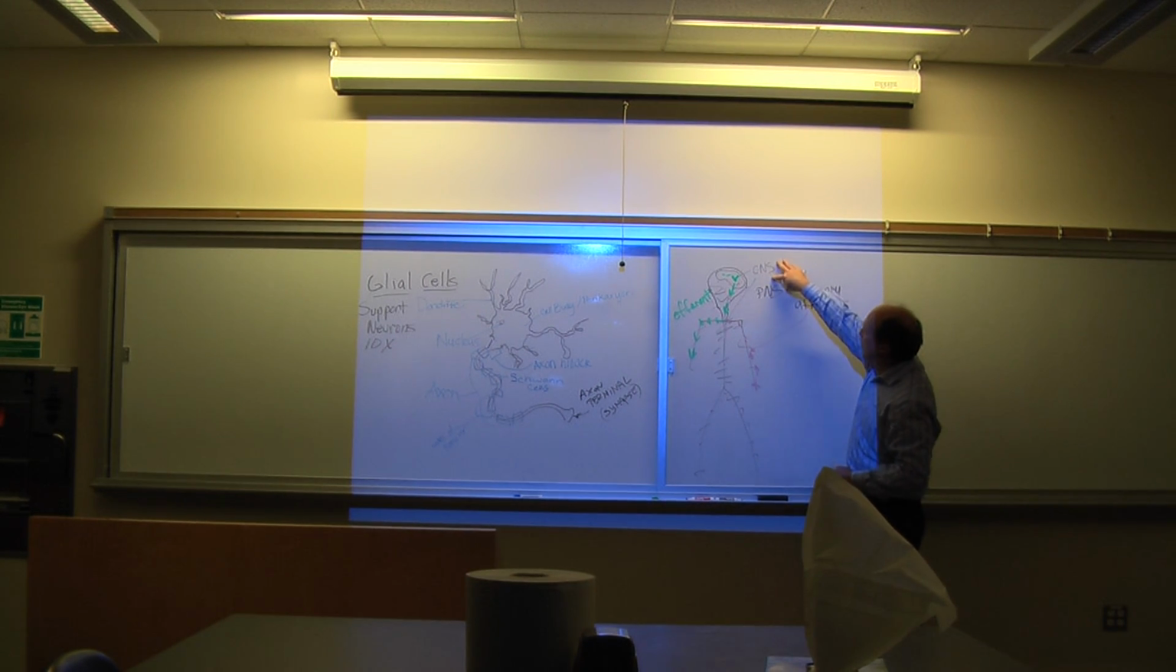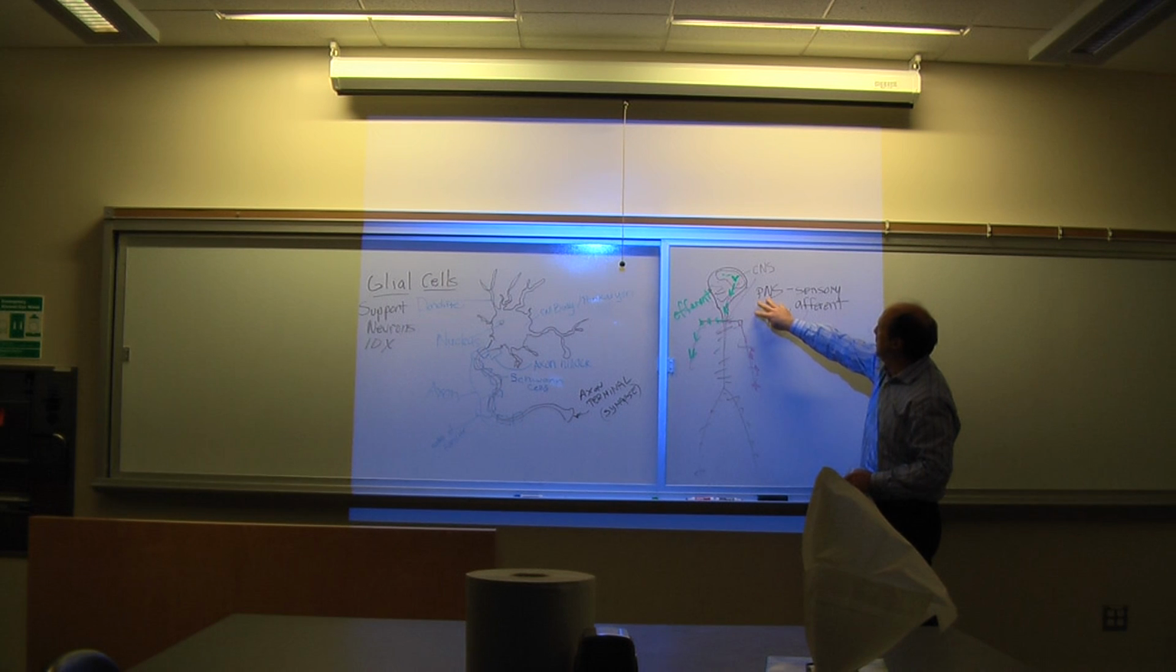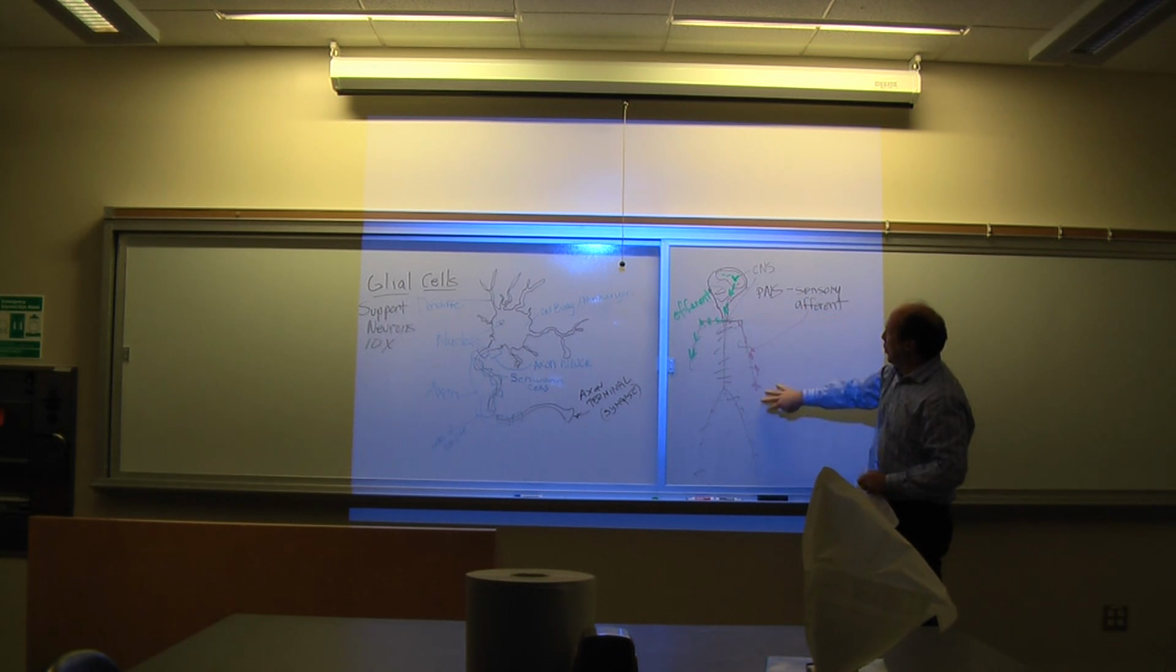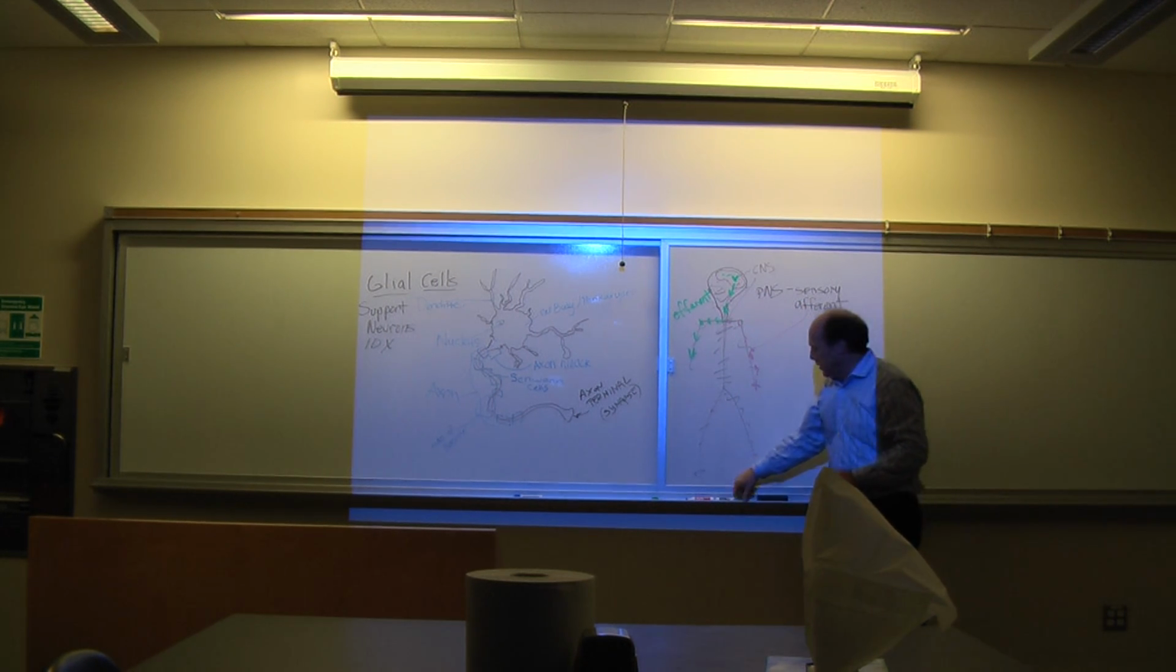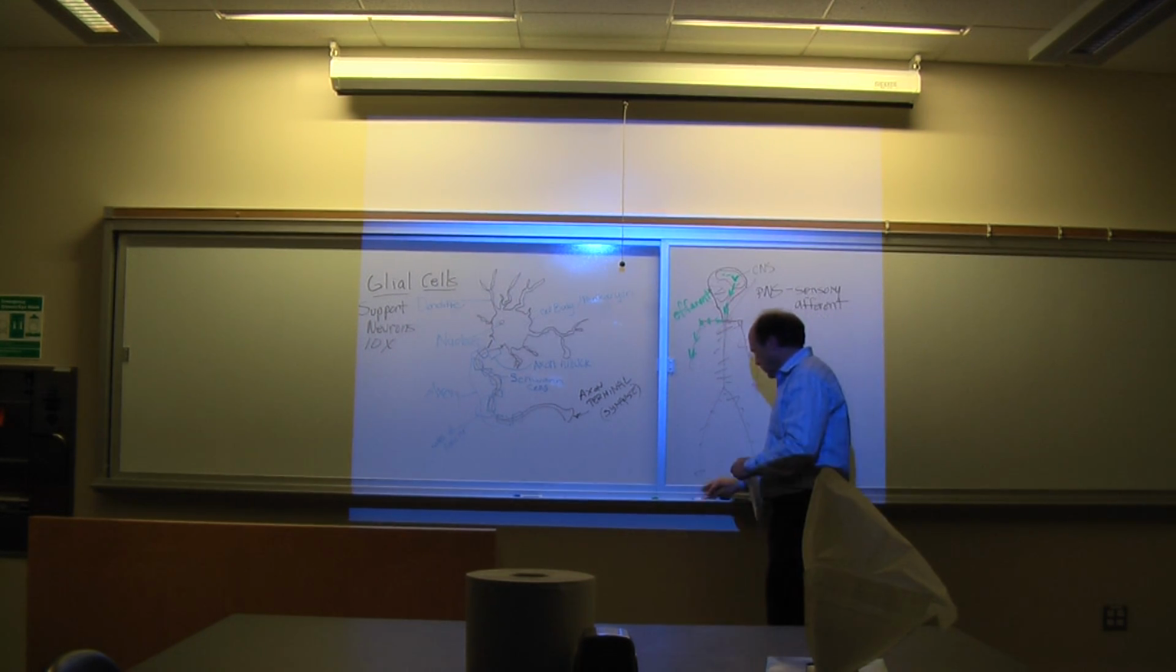So far we've talked about the central nervous system, the peripheral nervous system, and the fact that when we sense things, there are signals going towards the central nervous system from peripheral areas, and they're referred to as afferent. Okay.